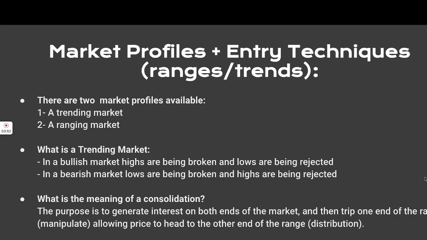What is the meaning of consolidation? A ranging market. The purpose is to generate interest on both ends of the market and then trip one end of the range. This is the manipulation stage, allowing price to head to the other end of the range. This, of course, is distribution. Consolidation builds liquidity on both sides of the market. A clear, defined range. Turtle soup or SMT is what is used to shift from consolidation to expansion.